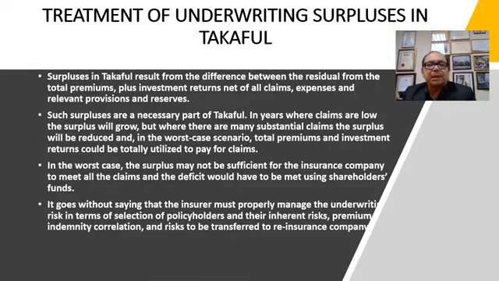It goes without saying that the insurer must properly manage the underwriting risk in terms of selection of policy holders and the inherent risk, premium and indemnity correction, and risk to be transferred to a reinsurance company. In the worst case, surplus may not be sufficient for the insurance company to meet all claims. Okay, there are two situations here in this note. One is that you have surplus. The other, just now, is that you don't have the surplus. First part, you have surplus. You need to think about what to do with the money, to invest. Second part, there is no surplus.